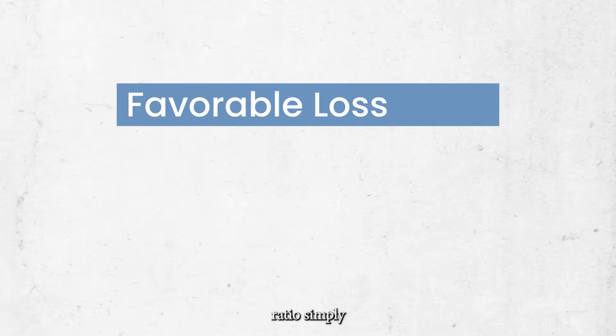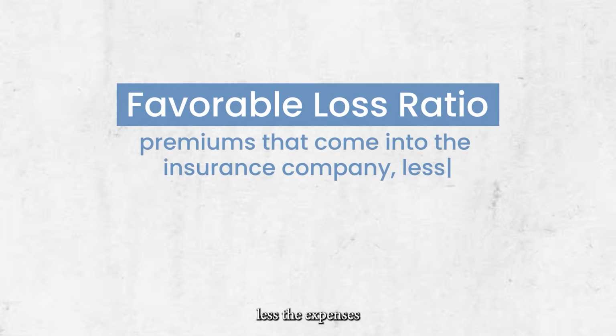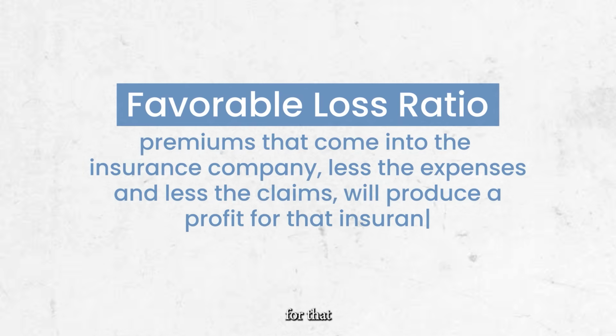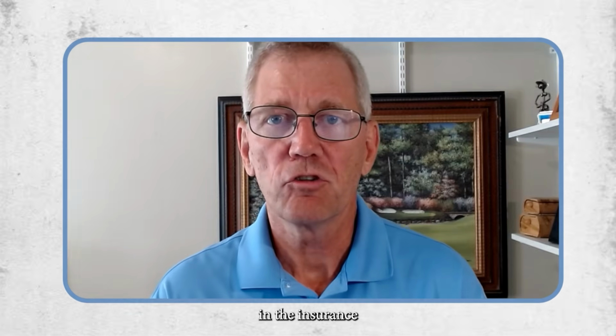Favorable loss ratio simply means the premiums that come into the insurance company less the expenses and less the claims will produce a profit for that insurance company. Okay, so underwriting is simply a process, a department in the insurance company of accepting risks that are going to produce a profit and rejecting those that produce a loss or will potentially produce a loss in the future.